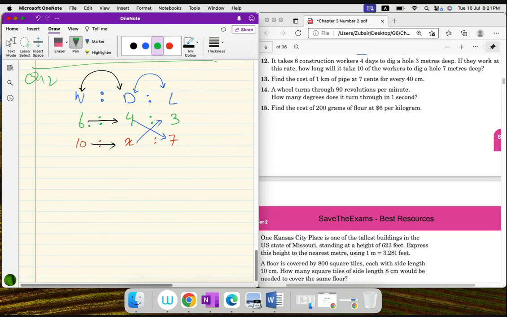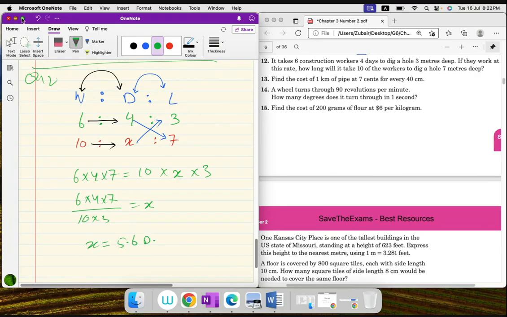Now just follow these arrows. 6 into 4 into 7 is equal to 10 into x into 3. So 6, 4, 7 divided by 10 into 3 equals x. Let me make a quick check. 6, 4, 7, 10 and 3 gives me 5.6.